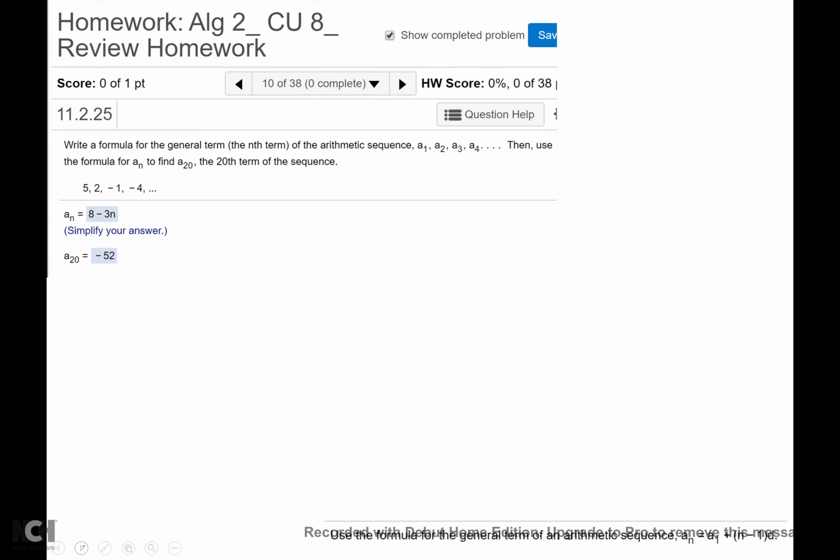Okay, write a formula for the general, the nth term of the arithmetic sequence. So again, now we have to write our formula, a sub n equals a sub 1 plus n minus 1 times d. Then use the formula to find a sub 20. To write this formula, I need a sub 1, which is 5. I need plus n minus 1, and I need the common difference. Well, 5 to 2 is subtracting 3. 2 to negative 1 is subtracting 3. Subtract 3 is negative 4. So my common difference is negative 3.